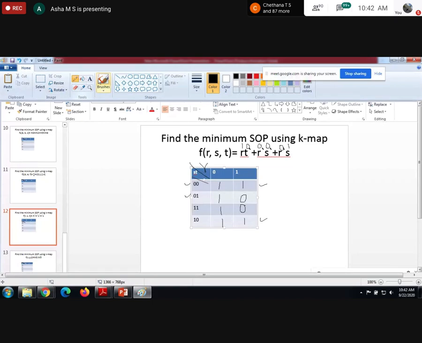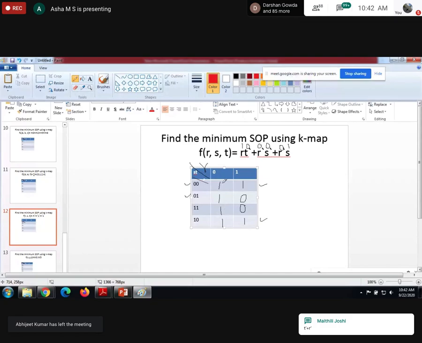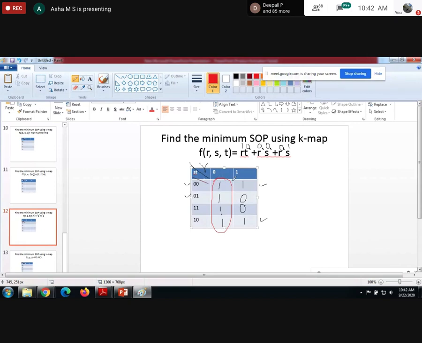Okay. Once you are done, listen here. Now I need to make the groups of ones. A quad is possible here. Octa is not possible. See, 4 ones are adjacent to each other, so I can group these 4 ones together. That is a quad. Next I have 1 here. So can I combine these two and these two?